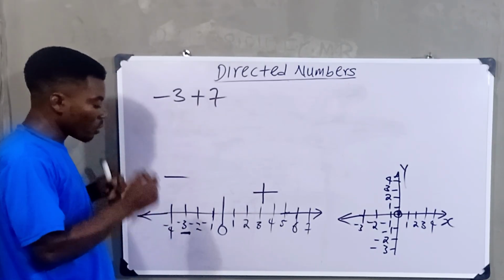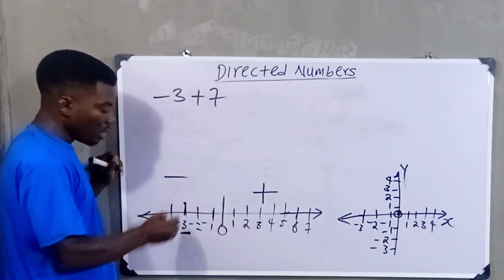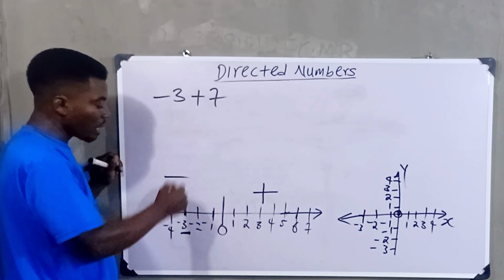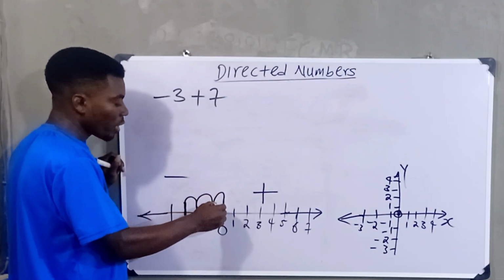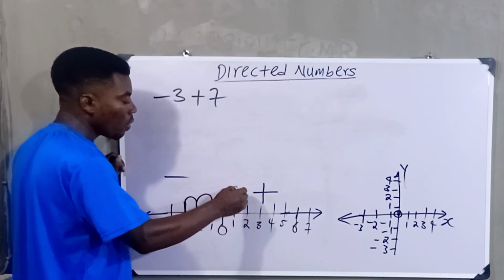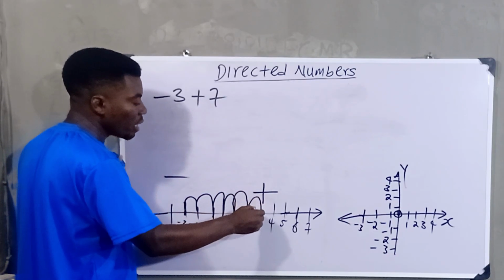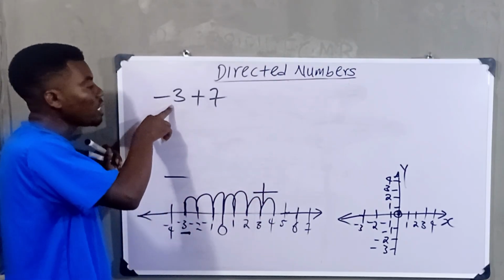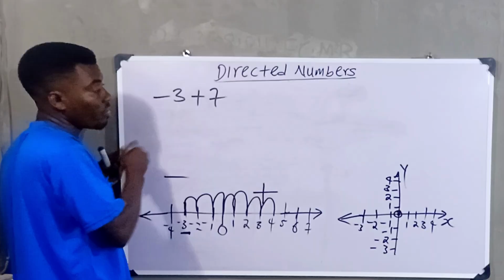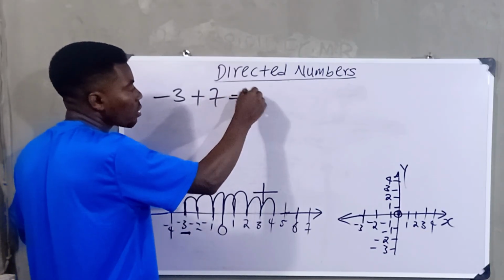So let's check it out. This is -3. Let's move towards the right. How many times? 7 times. So 1, 2, 3, 4, 5, 6, and 7. So that means -3 plus 7 is equal to what? 4.